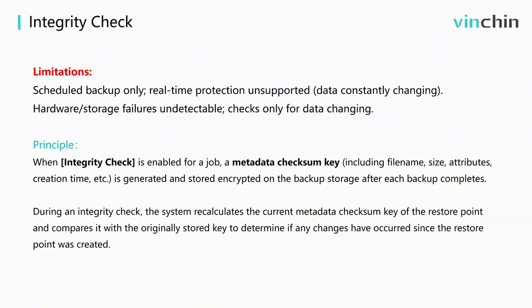When the integrity check is enabled for the job, the metadata checksum key is generated and stored encrypted on the backup storage after each backup completes. During the integrity check, the system recalculates the current metadata checksum key for the restore point and compares it with the original stored key to determine if any changes have occurred since the restore point was created.